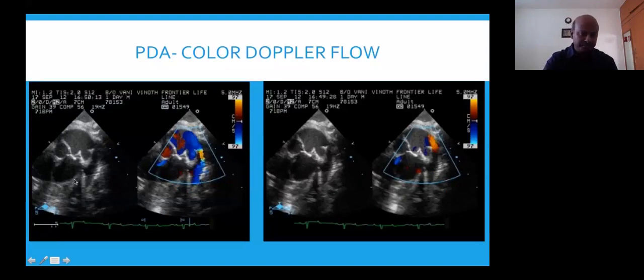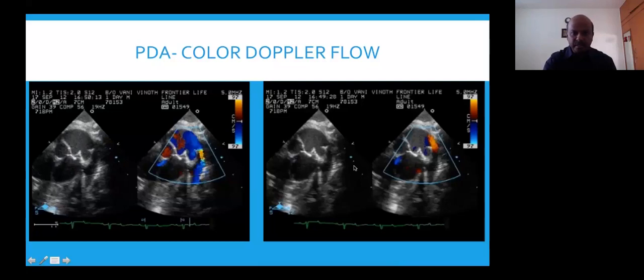This is what we call a parasternal short axis view, where the heart has been transected at the level of the aorta, a short axis. So you see the aorta as a round structure here. You have the pulmonary artery coming anteriorly down here and dividing into the right pulmonary artery and left pulmonary artery. This is the descending aorta down here, and this flow you see is the ductal shunt.